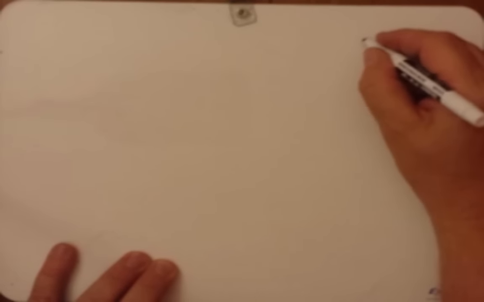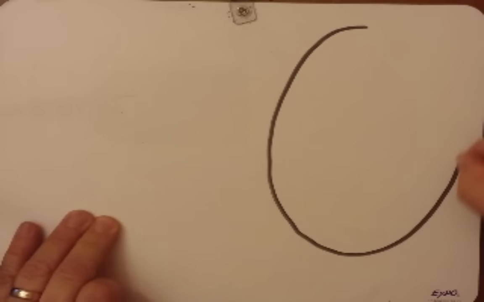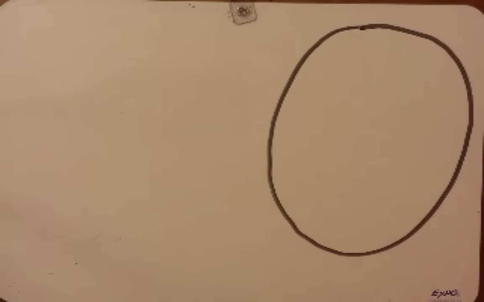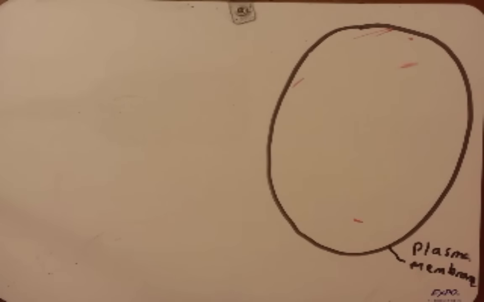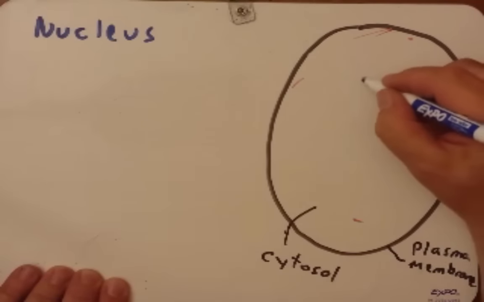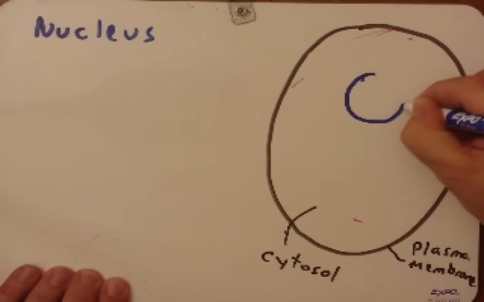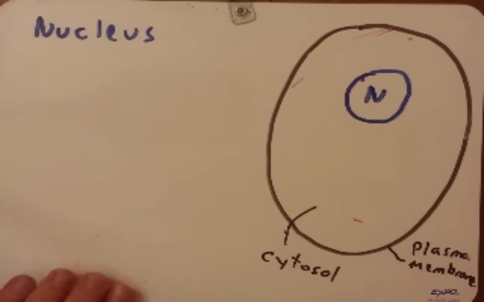Now, as we go through each of the parts of the cell, what I'm going to try to do is maintain this large cell over here. We've already talked about the plasma membrane, so let's put that in here. And we've also talked about the cytosol. The first organelle we want to talk about is the nucleus. And let's go ahead and put the nucleus right here. And I'm going to put an N in here for nucleus.